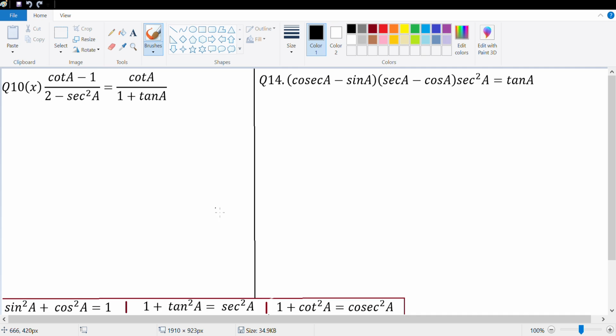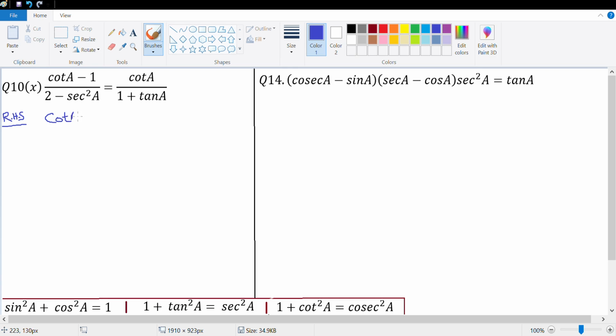It says cot A minus 1 upon 2 minus sec square A is equal to cot A upon 1 plus tan A. Let's try with the right hand side and let's try and rationalize it. So I know 1 plus tan A into 1 minus tan A will give me 1 minus tan square A, which I can convert somehow into sec square. Let's look at this.